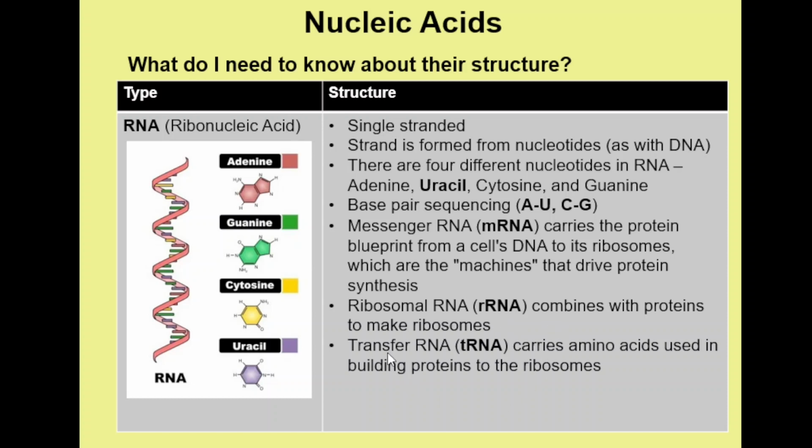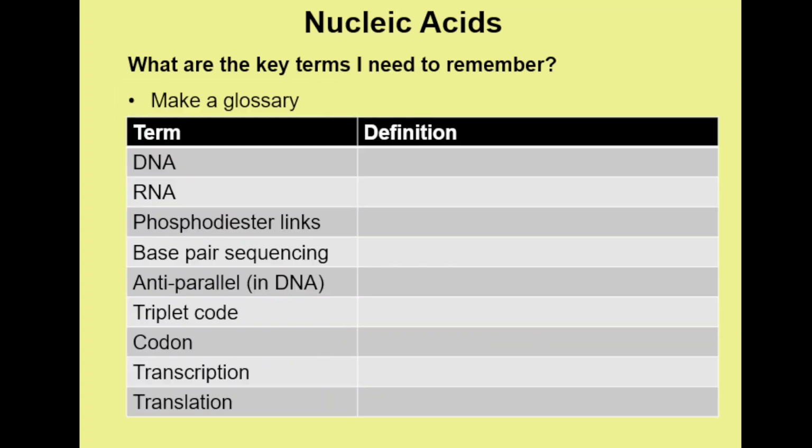And then transfer RNA or tRNA, those are little molecules that actually carry specific amino acids to the ribosomes for joining them together to make our proteins. And again, just like before, make a glossary. So I've put the key points here that I feel you should know and understand about nucleic acids. So one or two sentence definition again: DNA, RNA, phosphodiester links, base pair sequencing, anti-parallel in DNA, so that relates to the different strands of DNA, the triplet code, a codon, and then transcription and translation.